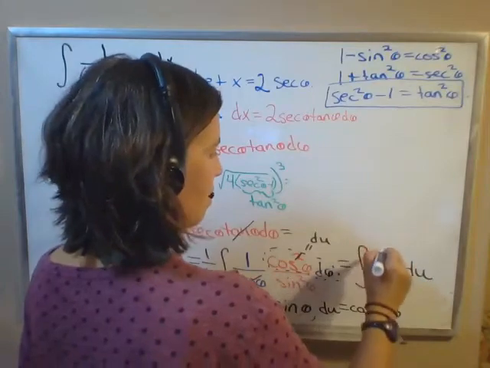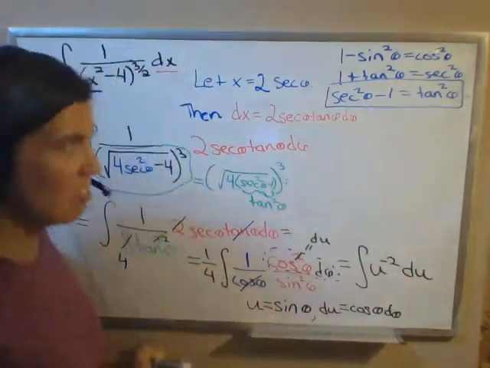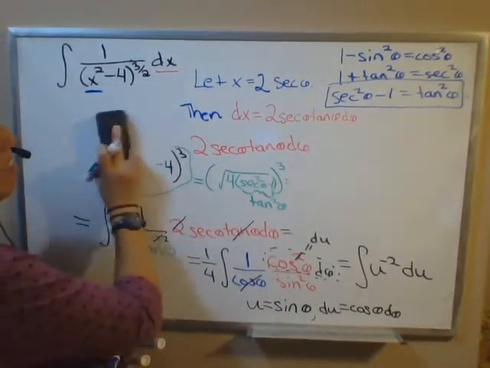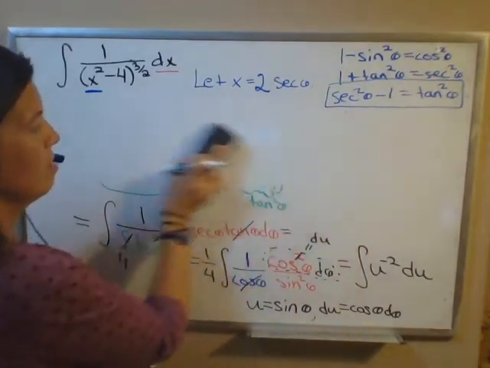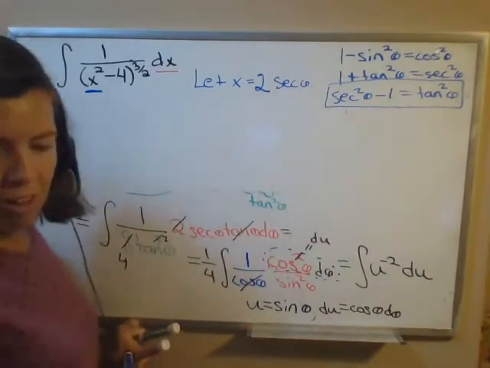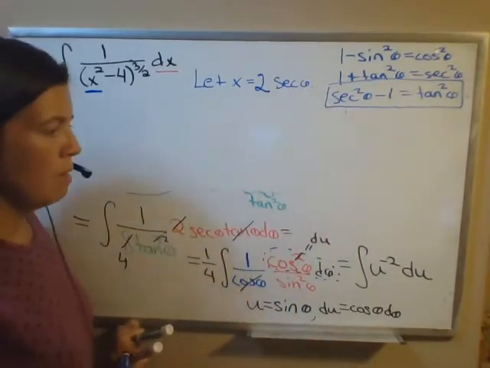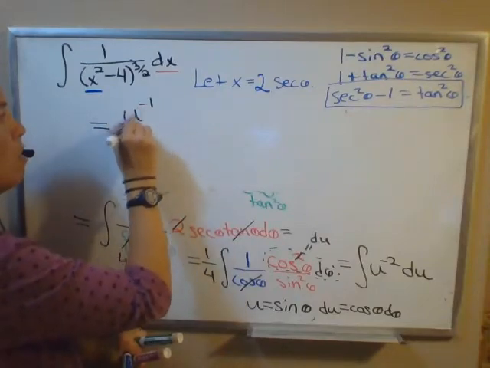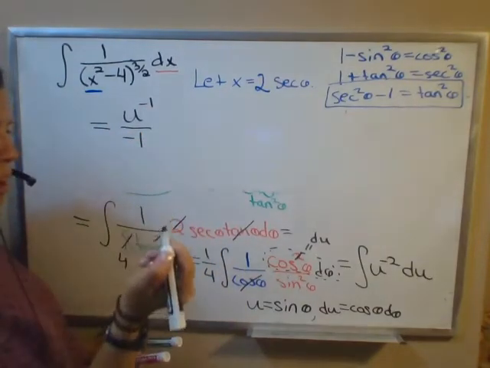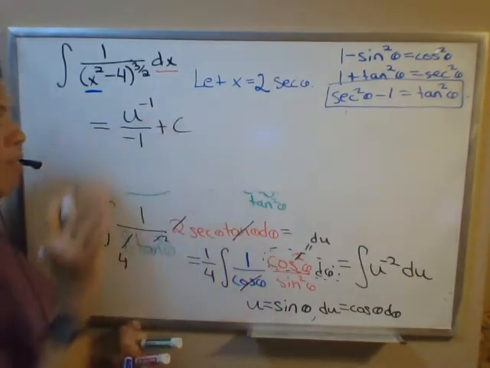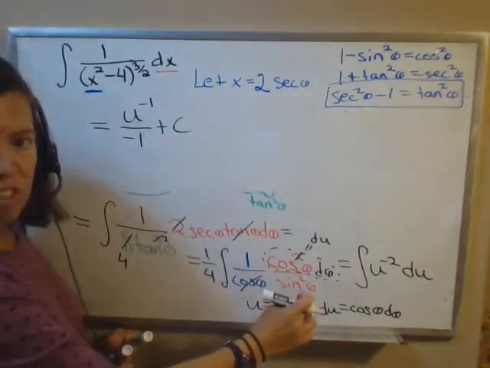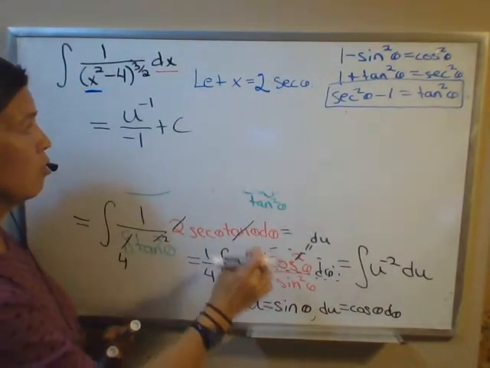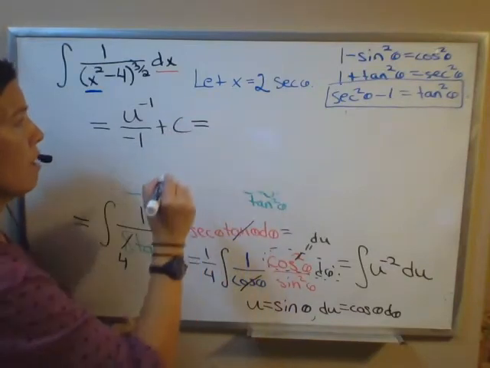I'm going to come to the top of the board. So we've got the integral of u to the negative 2. Apply the power rule to find the antiderivative. That's u to the negative 1 over negative 1, plus c. Okay, so we've got it integrated. Now we've just got to untangle this because we went from x to theta to u. We've changed variables twice actually in this solution. So getting back to x.